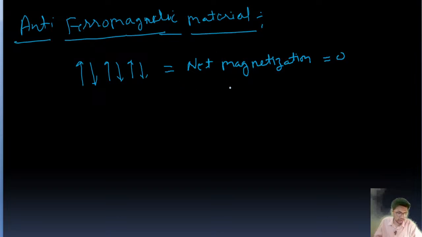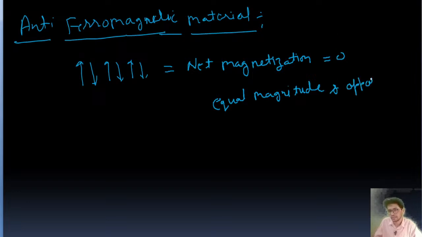Because they have equal magnitude and opposite direction. In case of antiferromagnetic material, the net magnetization is 0, guys, because the dipoles have equal magnitude and are in opposite direction. Equal magnitude and opposite direction.